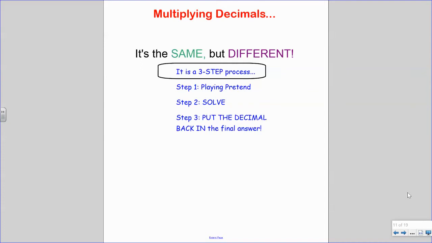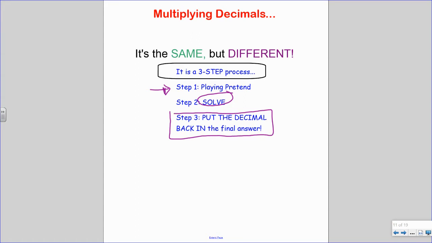All right, so you're back. Multiplying decimals, it's the same but different. And really, steps 1 and 2 show just how much the same it is. Step 1 is literally, if you're looking at a decimal problem for multiplication, we get rid of the decimals and we treat it like it's a whole number problem, and that we know how to solve. But it's not a whole number problem. As much as you want to play pretend, it really is a decimal multiplication problem.